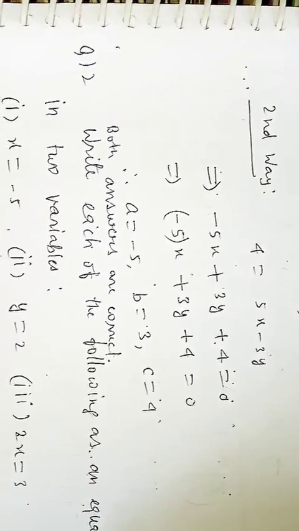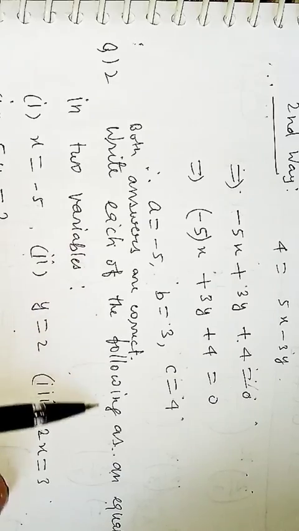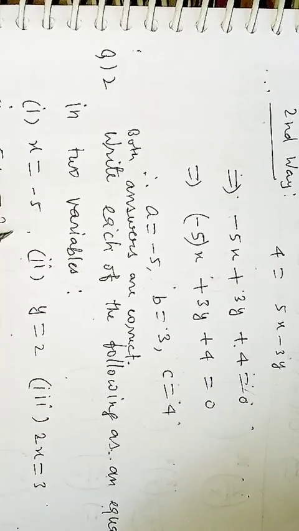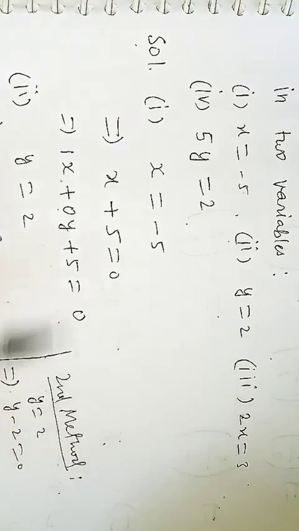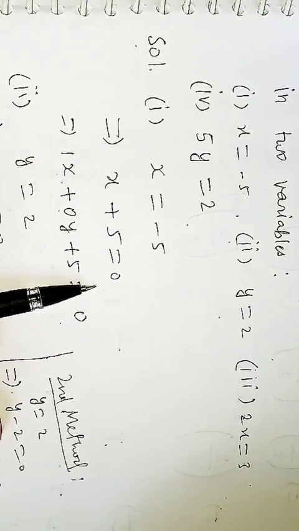Now the next type of questions is, write each of the following as an equation in two variables. Here first one is x is equal to minus 5, second y is equal to 2, third 2x is equal to 3, fourth 5y is equal to 2. X is equal to minus 5. This implies that x plus 5 is equal to 0.